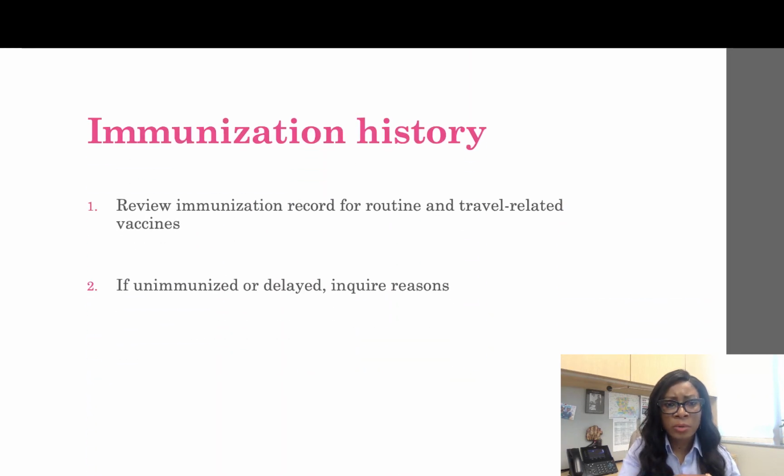Immunization history. Review the immunization record for routine and travel vaccines. Again, this may be available on the EMR, and if it's not, you want to obtain the record, especially for children who are recent immigrants or adoptees. For children who are delayed or under-immunized or even unimmunized, ask the parent what the reasons for the delay is, because that gives you an opportunity to address any vaccine hesitancy or vaccine refusal.